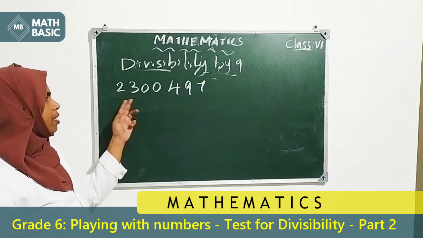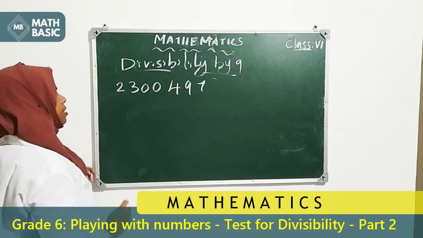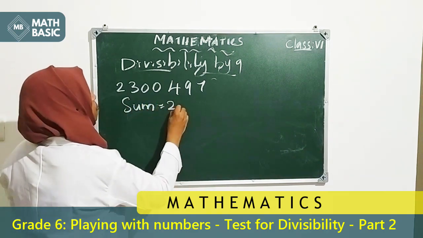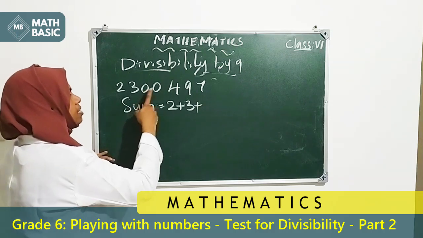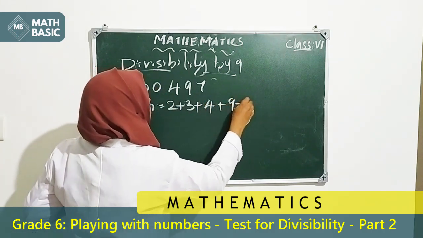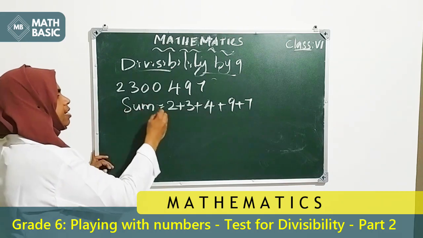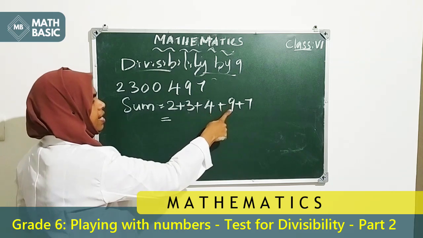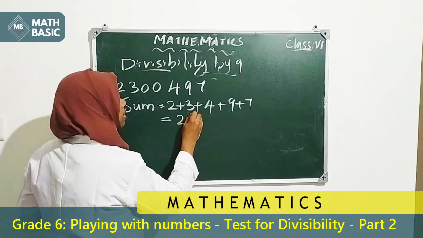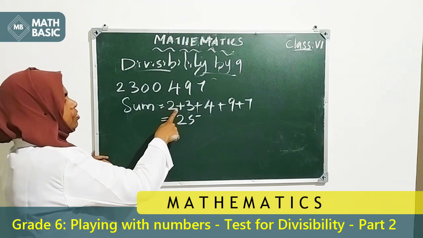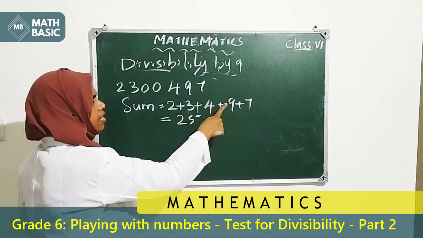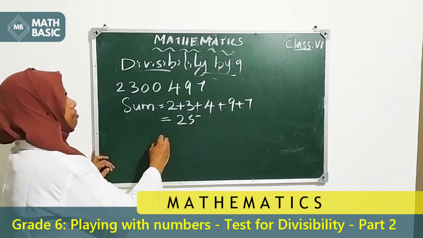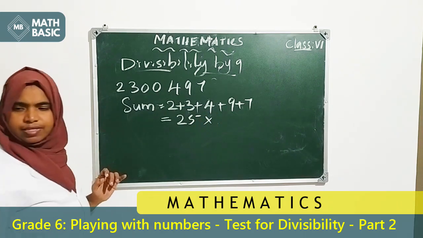See one more example. Divisibility by 9. Sum of the digits equals 2 plus 3 plus 0 plus 0 plus 4 plus 9 plus 7. Just add the digits. 2 plus 3 is 5, 5 plus 4 is 9, 9 plus 9 is 18, 18 plus 7 is 25.